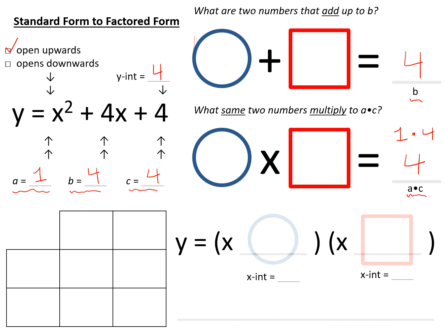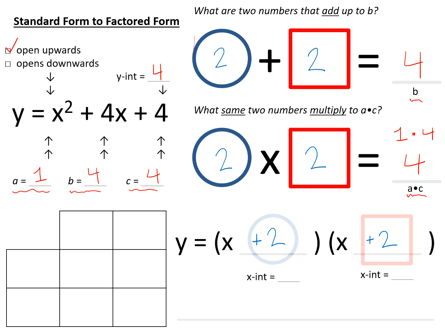We want to brainstorm two numbers that add up to b, which is 4, and the same two numbers should multiply to the product of a and c, which is 4. So 2 plus 2 gives me 4, and those same two numbers multiply to give me 4. Therefore, I'm going to take the numbers in the circle and place them right over here, and this is a positive 2, and I'm going to take the numbers in the squares and place them over here, and this is also positive 2.